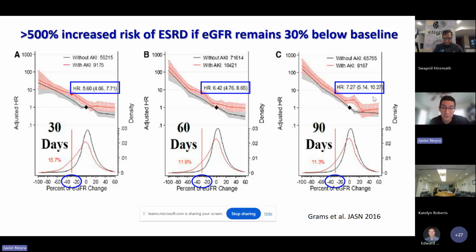You can see the hazard ratios of the association between this drop in GFR after AKI with the development of end-stage kidney disease, hazard ratios that fluctuate between 5 and 7. So very significant risk when you evaluate a patient in this window and you still have a significant drop in GFR from baseline.